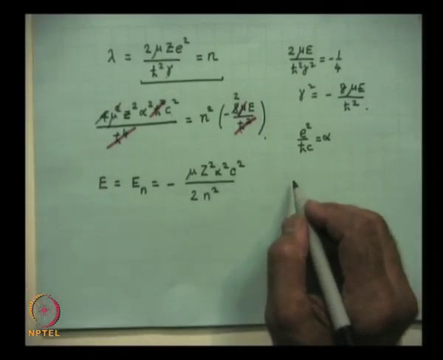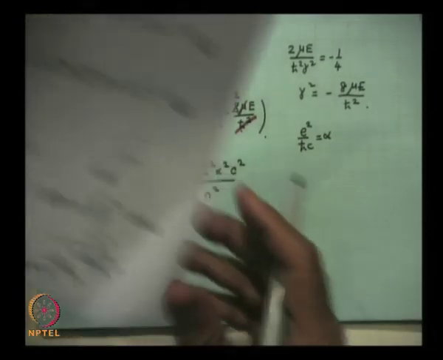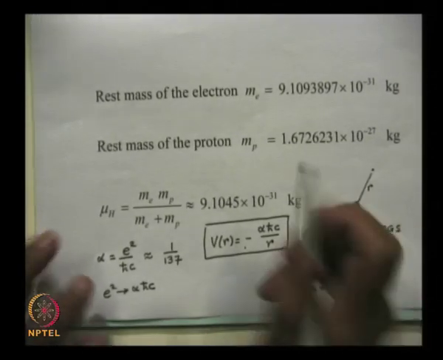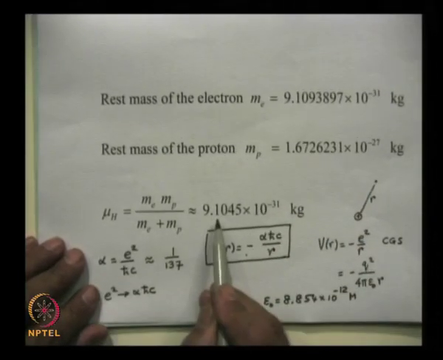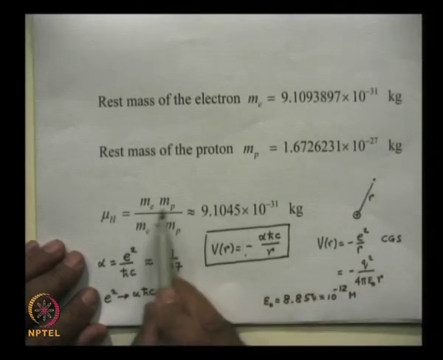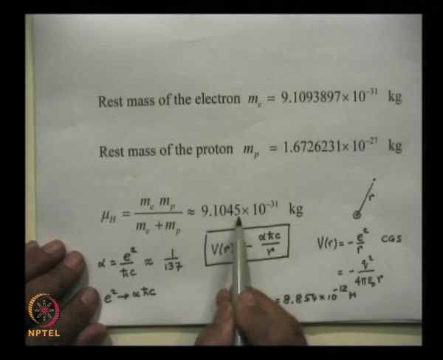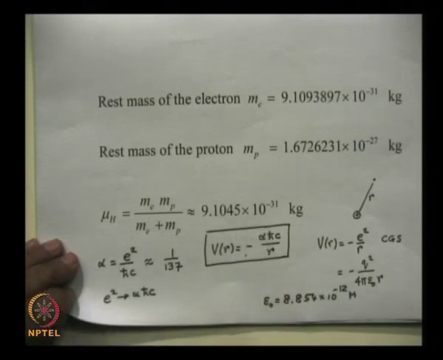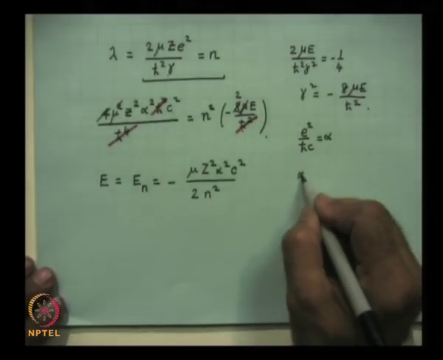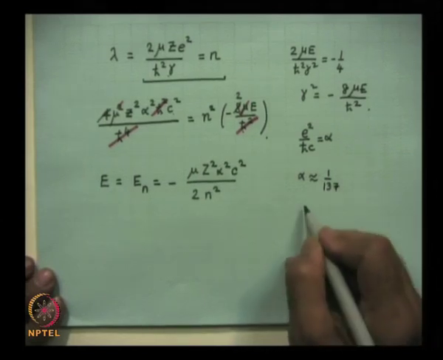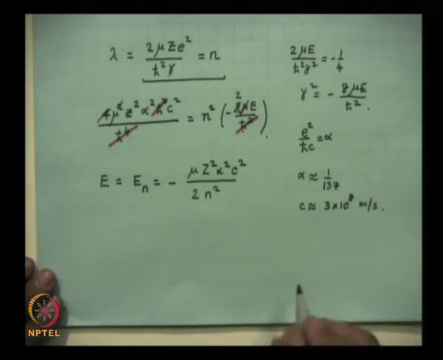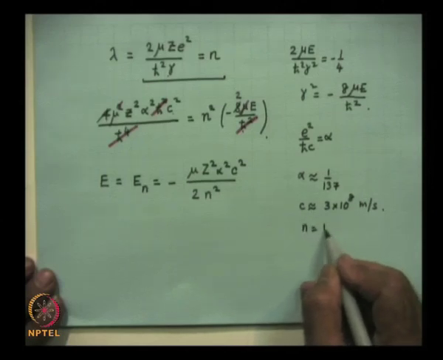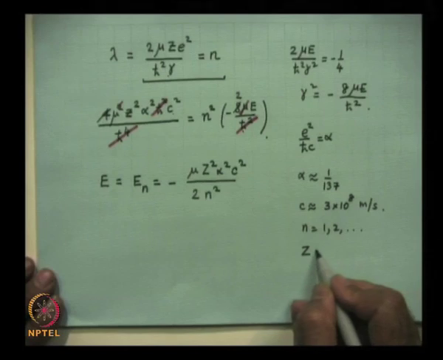So, here you can see mu is the reduced mass. So, as I had mentioned, for the hydrogen atom, Me is the electron mass, Mp is the proton mass. So, for the hydrogen atom, mu H is equal to, you may write it down if you feel like, Me Mp by Me plus Mp, which is 9.1045 into 10 to the power of minus 31 kg. And alpha, as we know, is about 1 over 137. c is approximately 3 into 10 to the power of 8 meters per second, and n can take values 1, 2, 3, and for the hydrogen atom Z is equal to 1.